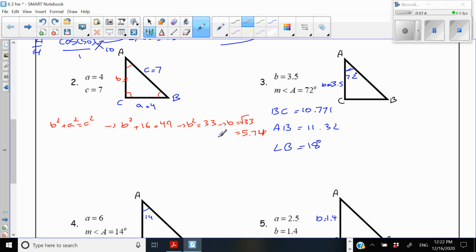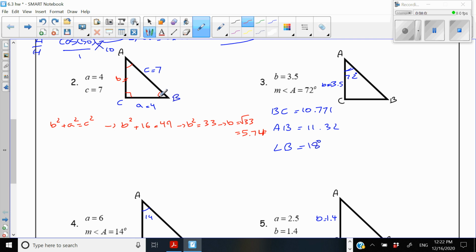5.74. Now I'm going to find the angles. How do I find the angles? Let's see what I have. I only have the sides and one of the angles, and it's not easy to find the other angles here unless I use one of the trig functions.